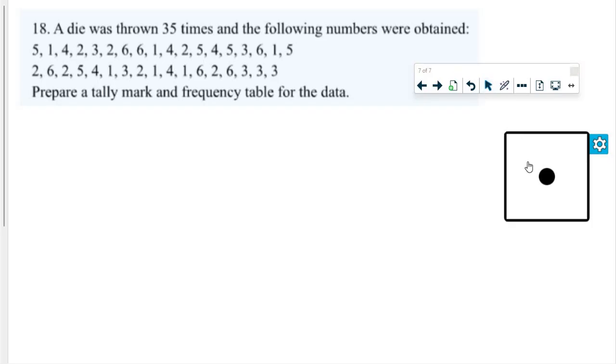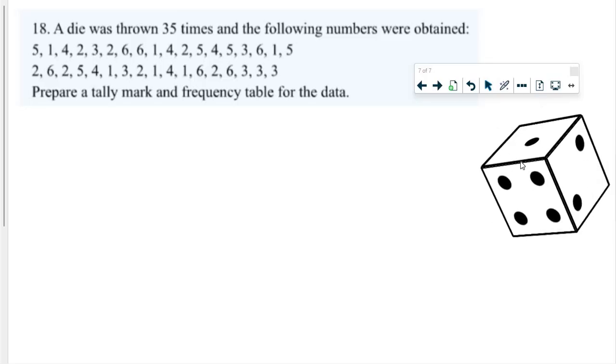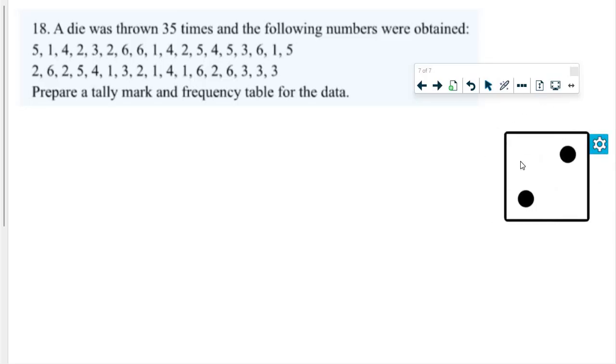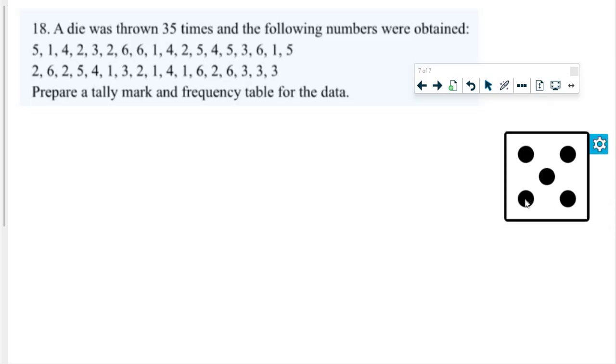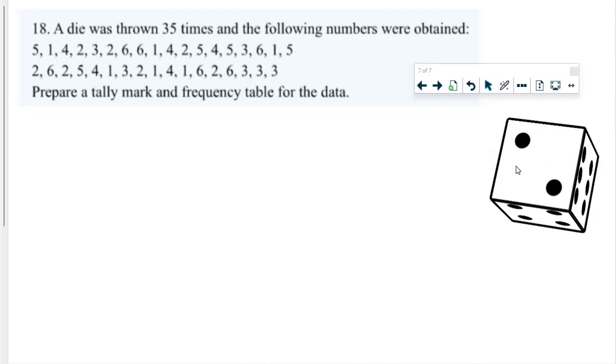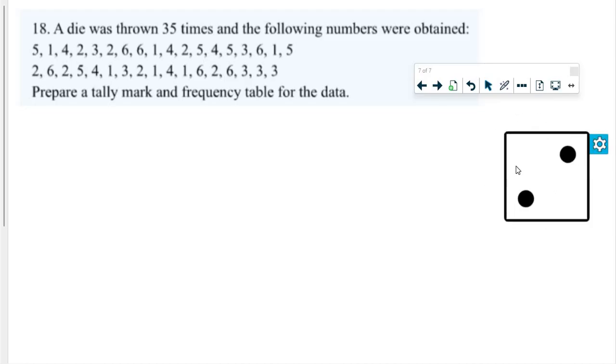The scores were getting a face with 5 dots, getting a face with maybe, say, 2 dots, getting a face with, say, 1, 2, 3, 4, 5 dots. Keep rolling, and the number of scores are getting recorded.